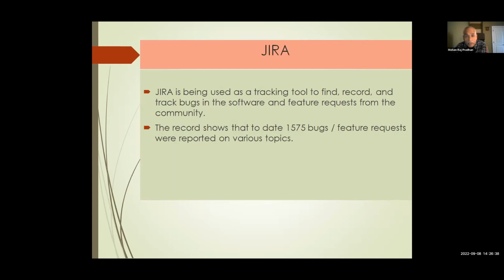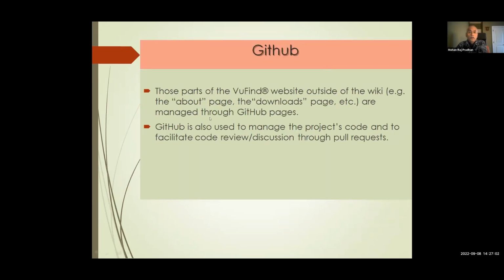And Jira, this is being used as a tracking tool to find, record, and track bugs in the software and future requests from the community. The record shows that to date, 1,575 bugs are reported, and future records were also reported on the various topics. GitHub, those parts of the VuFind website outside of the wiki, that is the about page, the downloads page, are managed through GitHub pages. GitHub is also used to manage the project's code and to facilitate code review discussions through pull requests.